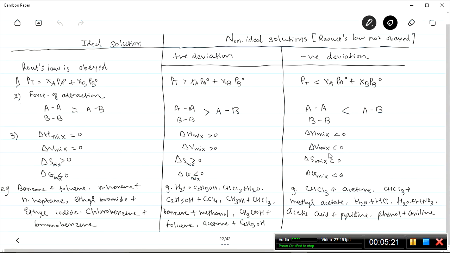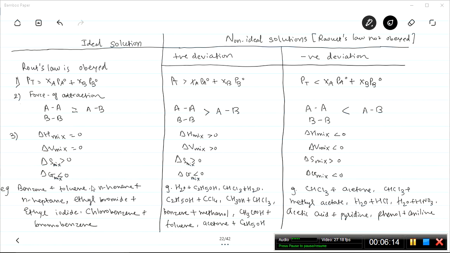So if you mix 1 liter of A and 1 liter of B, you will obtain less than 2 liters of solution. Delta S mixture and delta G mixture are the same in all the three cases. So delta S mixture is going to be greater than 0 in all three cases, and delta G mixture is going to be less than 0 in all three cases. So this is nothing but, you can say, the feasibility of the reaction is the same in all three cases.